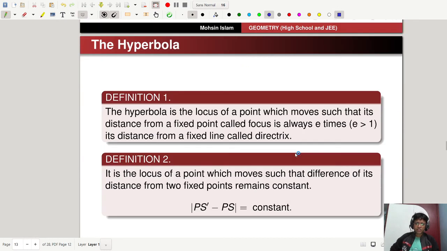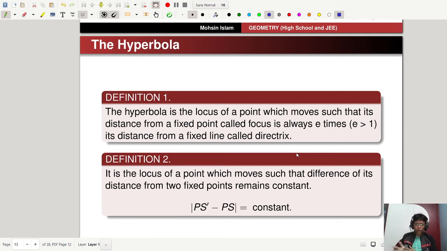Next, I will define hyperbola. The hyperbola is the locus of a point which moves such that its distance from a fixed point called focus is always e times its distance from a fixed line called the directrix. So that is definition 1 for the hyperbola.